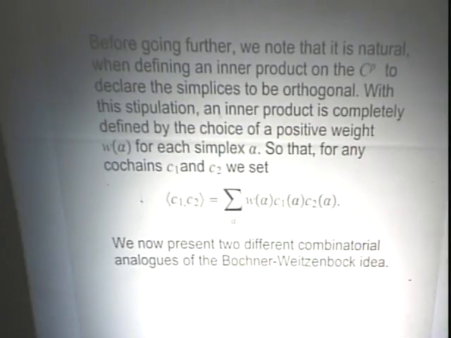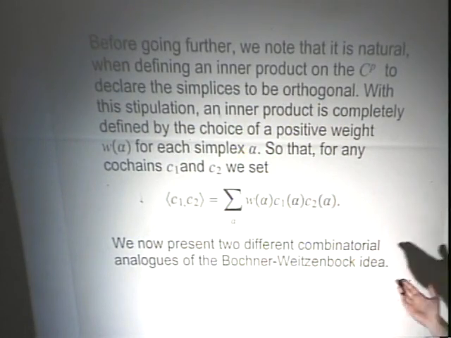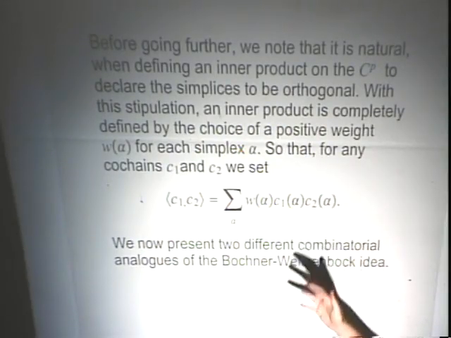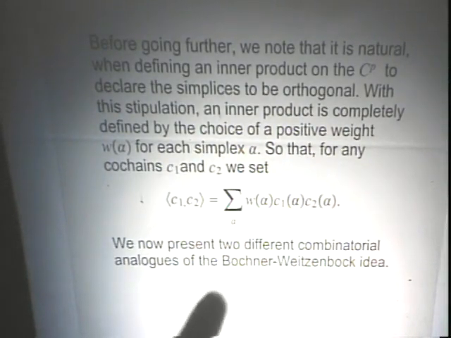So in a natural class of inner products, you get a natural inner product if you give a positive weight, W of alpha, for each simplex alpha. Then if you have two cochains, you can define the inner product of the cochains by doing the natural inner product weighted by the weight alpha. Now we present two different combinatorial analogs of Bochner-Weitzenböck. One of them I did last time. You're seeing the slides slightly out of order.